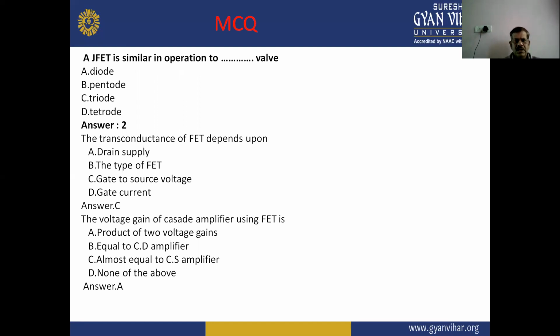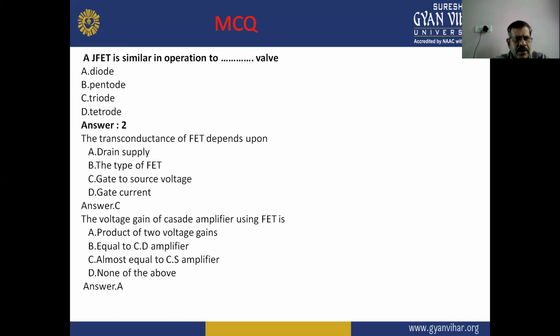There are some multiple choice questions for these topics, and we will discuss these multiple choice questions now. First question: a JFET, or junction field effect transistor, is similar in operation to option A diode, option B pentode, option C triode, option D tetrode. The correct answer is option B, pentode. A JFET is similar in operation to a pentode bulb.